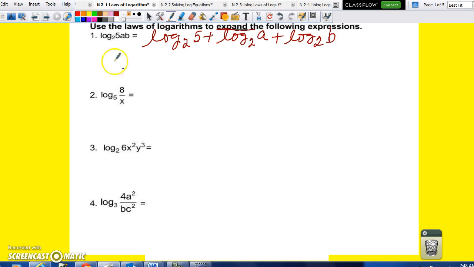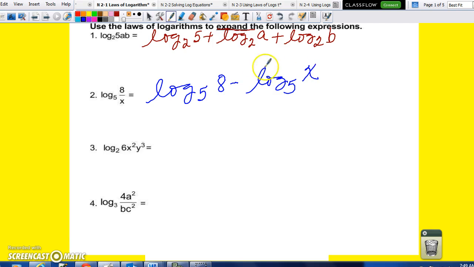So if I look at the next one, I see that I'm dividing. So because I'm dividing, what is my operation? That's correct, subtraction. So what I really have is log base 5 of 8 minus log base 5 of x. So let's move down to number 3 now.